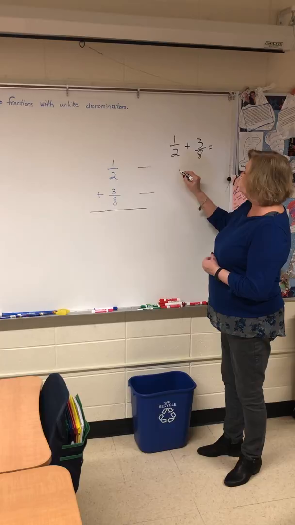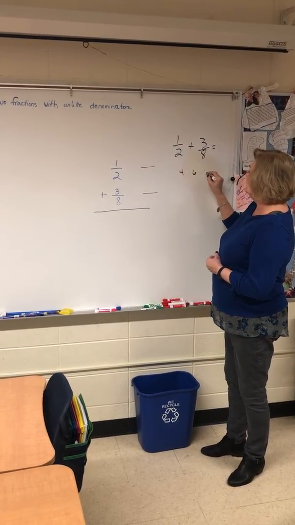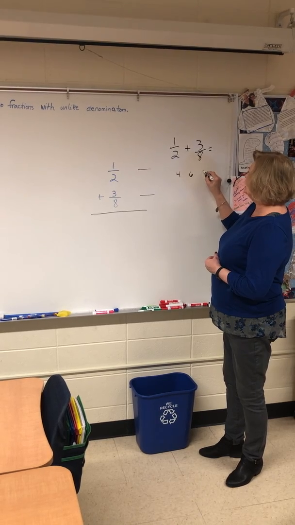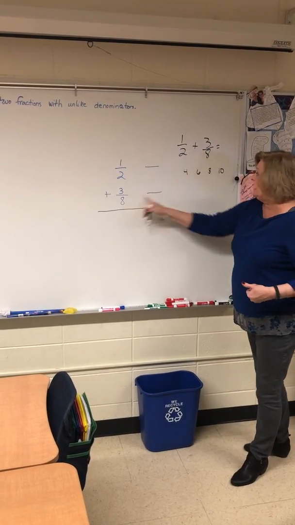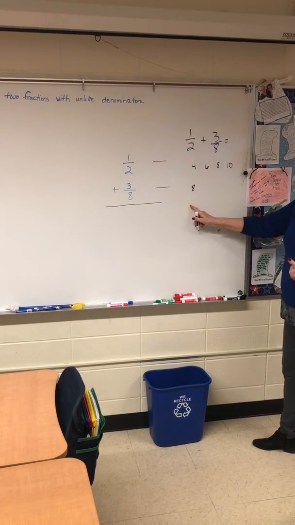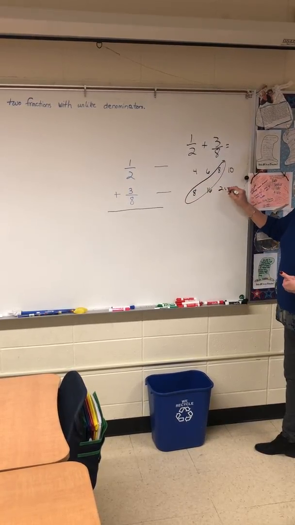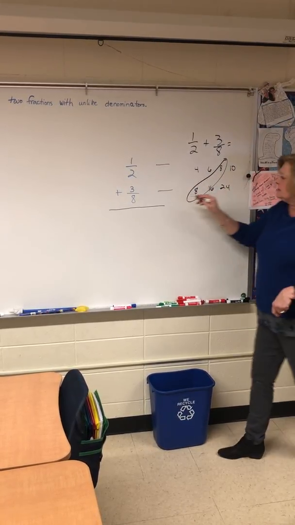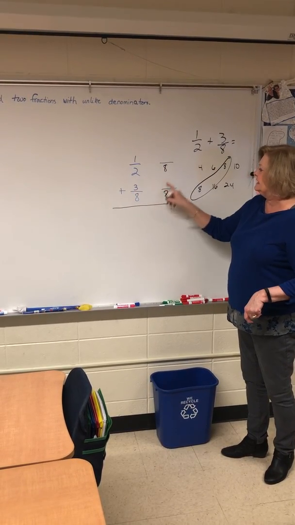So I know 2 times 2 is 4. 2 times 3 is 6. 2 times 4 is 8. 2 times 5 is 10. I really don't have to do these, because 8 times 1 is 8. I've already found it. I could keep going, but I've already found it. So I know that I can use 8. When you can use 8, it makes it easy.